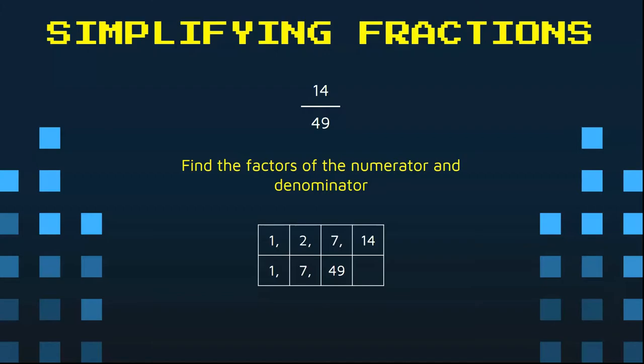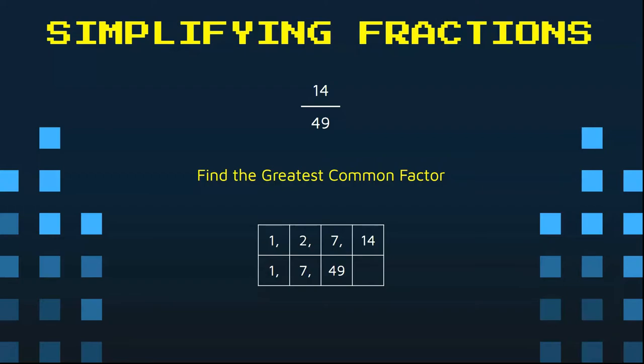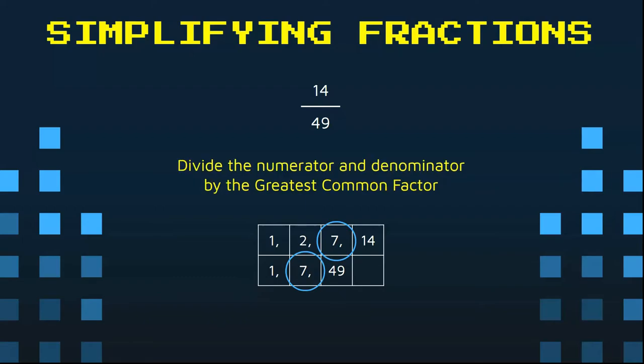2 times 7 gives us 14, and 7 times 7 gives us 49. So we'll only write that 7 once for 49. Now we're going to find the greatest common factor. The greatest common factor, meaning what is the largest number that they both have? That's 7. So we are going to divide the numerator and the denominator by the greatest common factor.